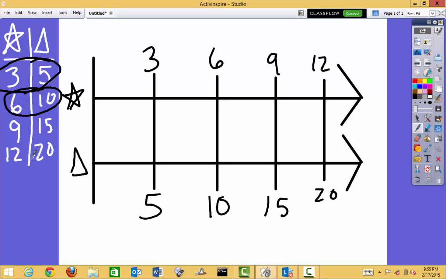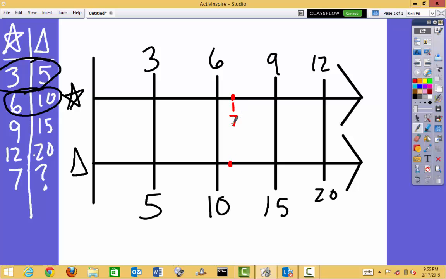What if I wanted to know how many triangles I have when I have 7 stars? Well, that's going to be kind of easy, but it's also going to be kind of difficult. What I need to do is plot that 7 on my number line. So that 7 I know should be right about here, and I know my triangles will be right about here. And I know this is going to be 7.